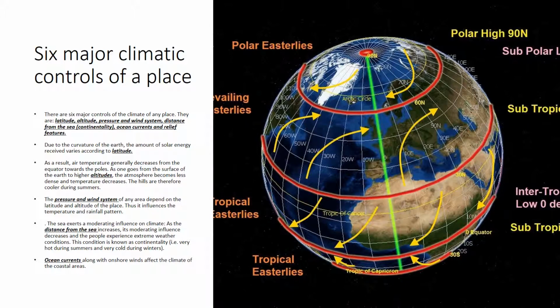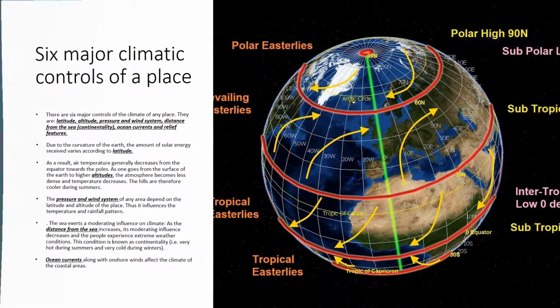The sea exerts a moderating influence on climate. As the distance from the sea increases, its moderating influence decreases and the people experience extreme weather conditions. This condition is known as continentality, i.e., very hot during summers and very cold during winters. Ocean currents along with onshore winds affect the climate of the coastal areas.